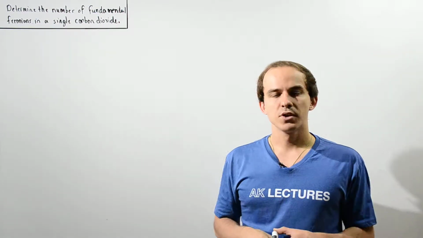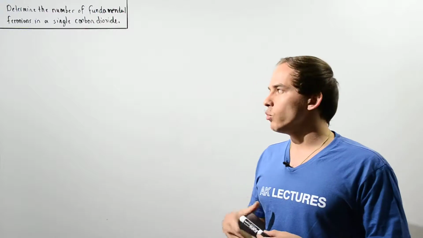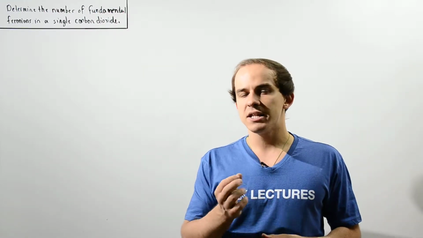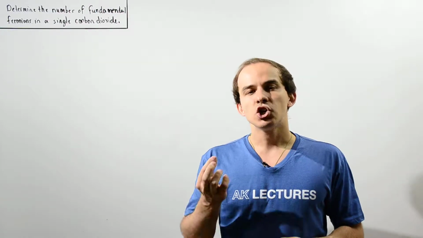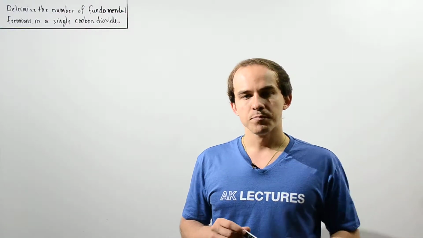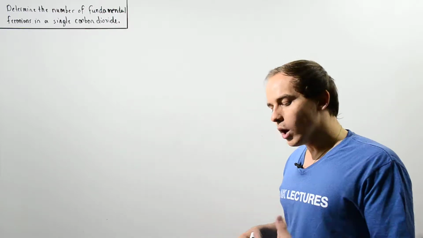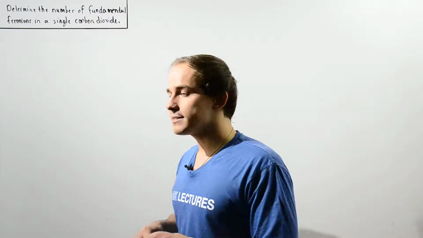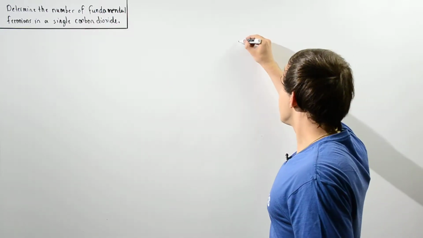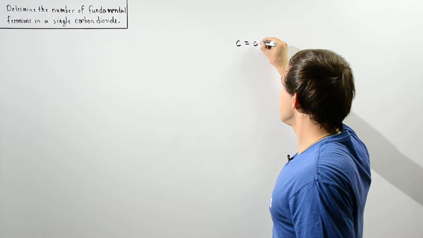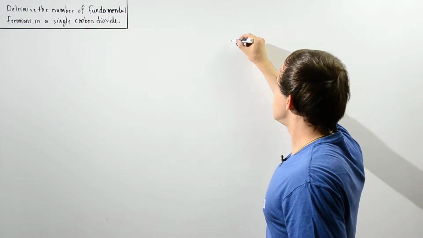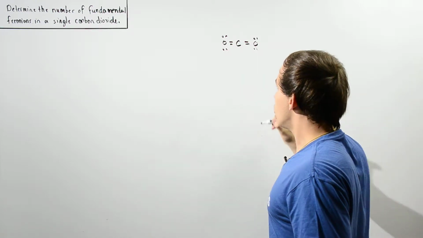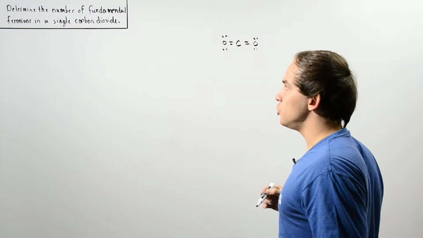Let's take a look at the following example in which we want to calculate the number of fundamental fermions inside a single carbon dioxide molecule. So the first question is, what types of particles are found inside our carbon dioxide? The carbon dioxide basically consists of a single carbon atom and two oxygen atoms that are bonded to the carbon like so. So we have three different atomic nuclei.